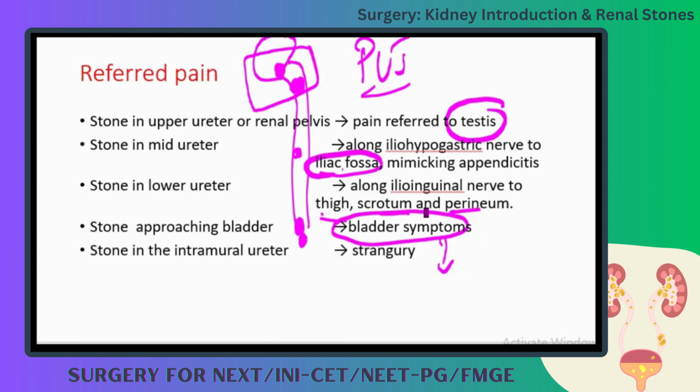So see in the question, if they give you a patient with colicky type of pain and frequency of urine and all other bladder symptoms, identify the stone location. Upper ureter, mid ureter, lower ureter, approaching the bladder. So what is your answer? Come on. It would be lower ureter, or if it is approaching the bladder, the answer is approaching the bladder, because if it is near the bladder, bladder symptoms will be there. Okay.